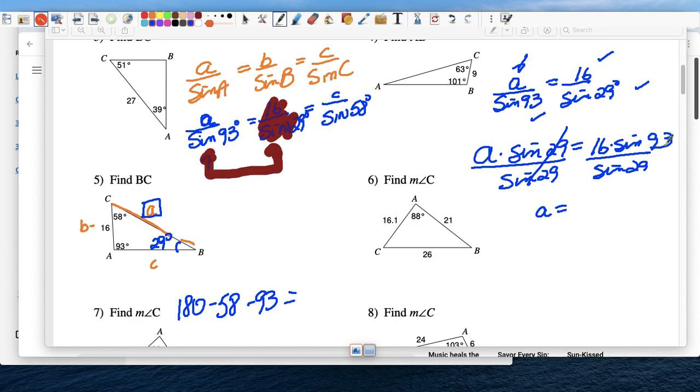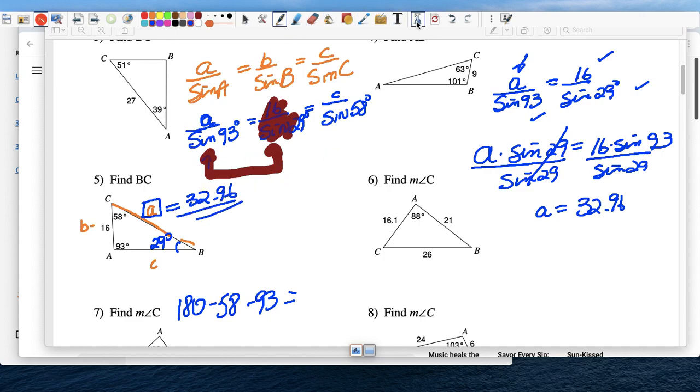So you gotta enter that in your calculator. If you don't have a calculator, find one online. So it's 16 times sine of 93 divided by sine of 29. And you should get 32.96. Not degrees, whatever units this is. So this measures 32.96. That's it for that particular question.